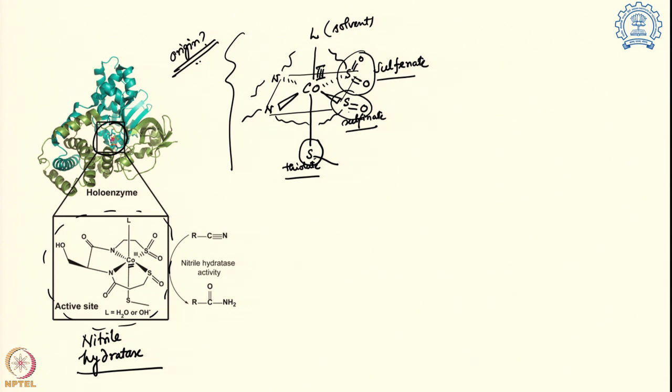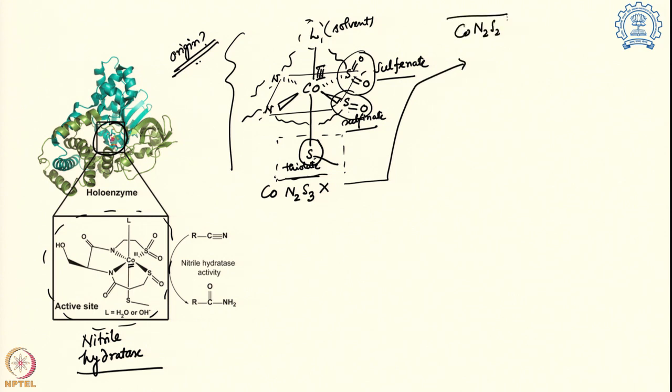In this model complex, they have put all these different groups around it in this original form except this axial thiol. So, you can see over here the cobalt is bound to 2 nitrogen, 3 sulfur and 1 X, which is a variable molecule. Over here we actually convert that to a cobalt N2S2 geometry.